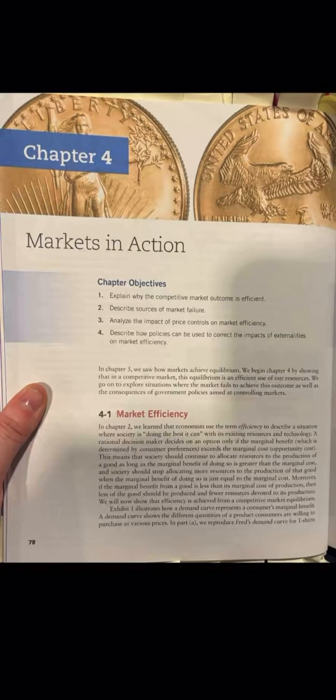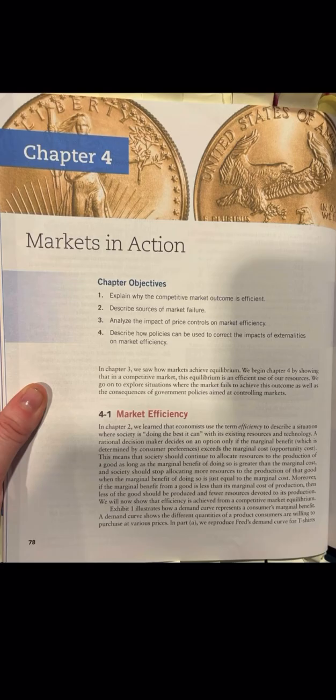Chapter 4. Markets in Action. Chapter Objectives. 1. Explain why the competitive market is efficient. 2. Describe sources of market failure. 3. Analyze the impact of price controls on market efficiency. 4. Describe how policies can be used to correct the impacts of externalities on the market efficiency.